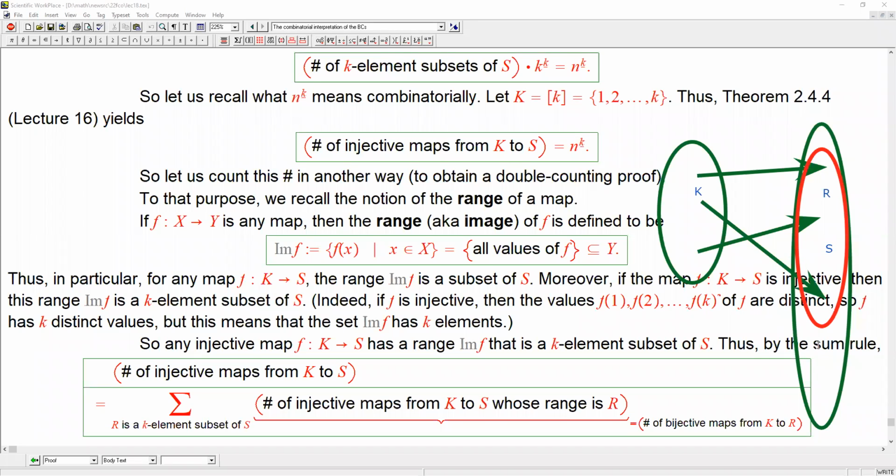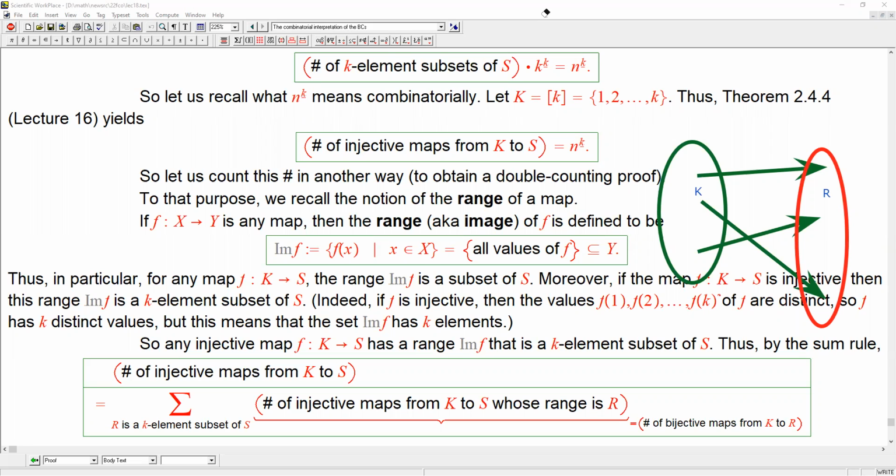Then I can forget about all the elements that are not in the range because they're not taken as values. And what I have is an injective map from K to R. But this map is not just injective, it's also surjective because R is the range. So every element of R is a value by definition. I've restricted the target set to only those elements that actually are taken as values. So the map has become surjective and it's still injective. So it's bijective. So restricting an injective map, I get a bijective map.